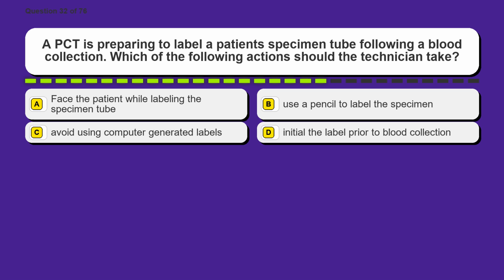Question 32. A PCT is preparing to label a patient's specimen tube following a blood collection. Which of the following actions should the technician take? Option A, face the patient while labeling the specimen tube. Option B, use a pencil to label the specimen. Option C, avoid using computer-generated labels. Option D, initial the label prior to blood collection.